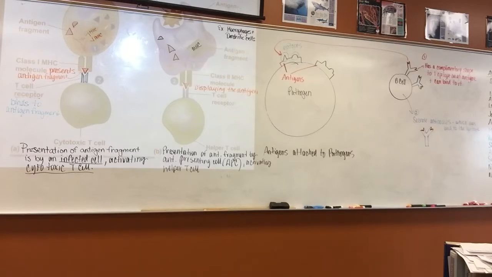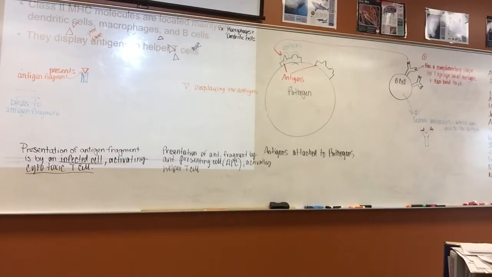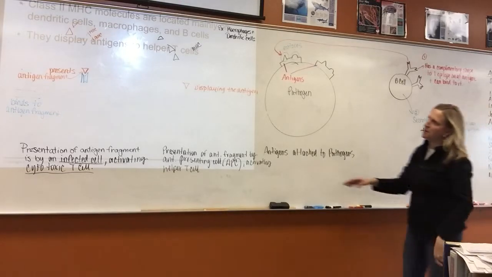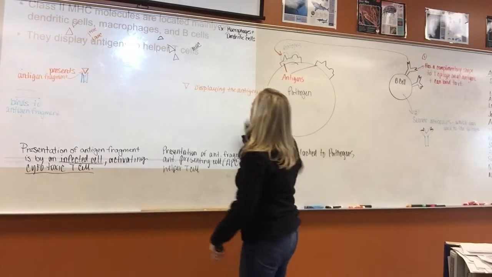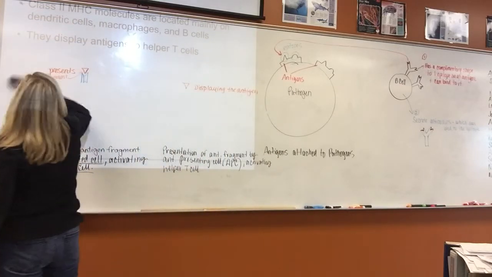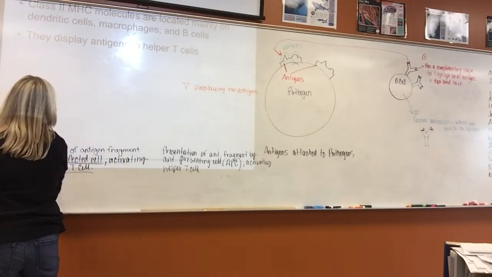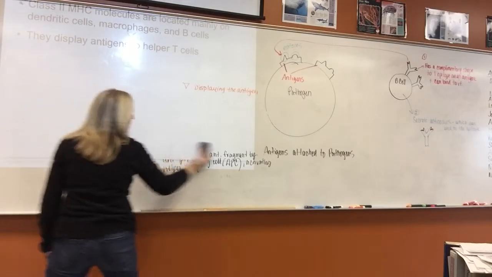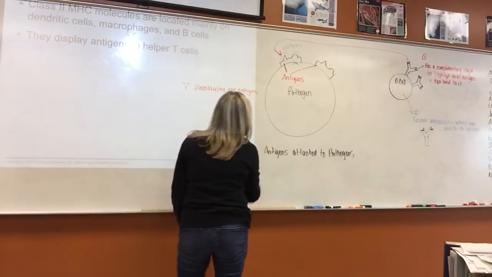So we're going to take a look a little bit more in depth here. Oh, and these two bullets are about the second picture there. So class 2 MHC molecules are mainly on those dendritic cells, the macrophages. They display antigens to the helper T cells. So that was the second part of that picture.